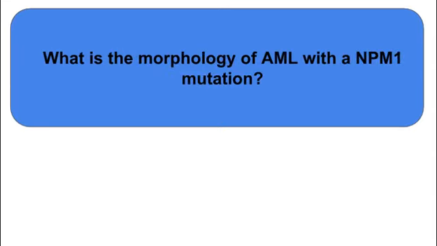What is the morphology of AML with NPM1 mutation? AML with NPM1 mutation tends to have cup-shaped nuclei. They frequently have myelomonocytic or monocytic features. They also generally have a normal karyotype and a favorable prognosis.